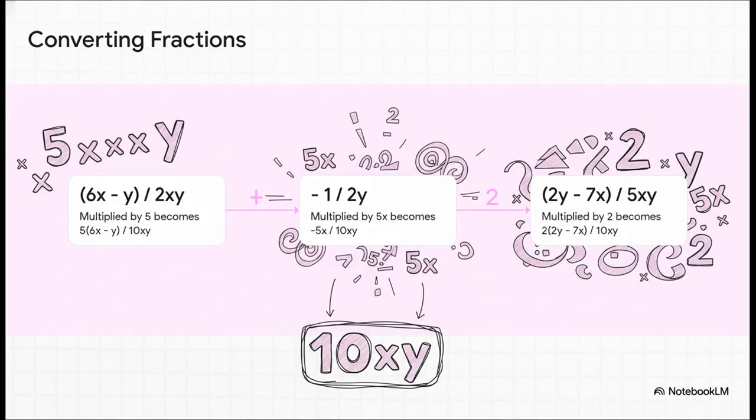Okay, now for the conversion part. We need to get every single one of these fractions over 10xy. So for the first one, how do we get from 2xy to 10xy? We multiply by 5, right? So we do that to the top and the bottom. For the middle one, to get from 2y to 10xy, we need to multiply by 5x. And for the last one, to get from 5xy to 10xy, we just need to multiply by 2. And just like that, all 3 of our fractions are ready to play together.